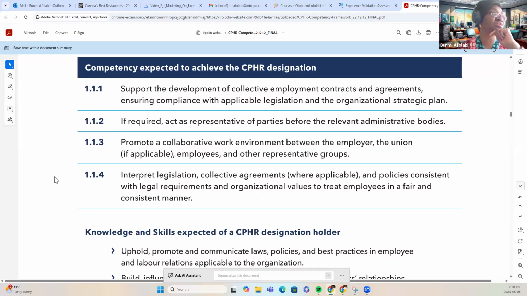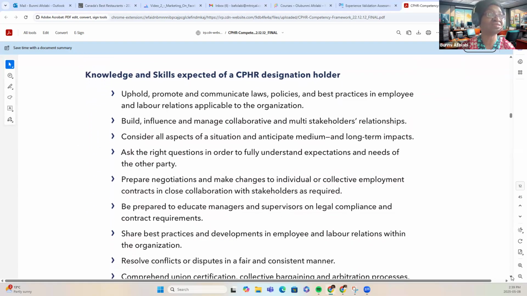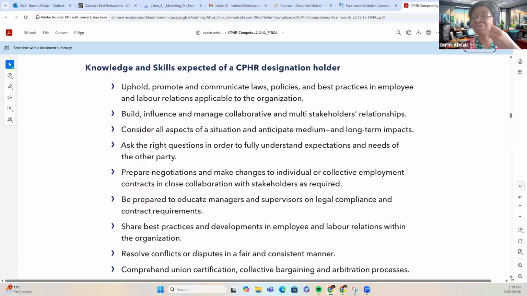So, like I said, you could speak to any of the 4. Perhaps you have an example that shows that you've supported the development of collective agreements or employee contracts that enable compliance with applicable legislation and the organizational plan. So if you have that, you can put together your story and let it speak to that, or any of the other 4 things that are there. Now, further down, it tells you the knowledge and the skills that they expect that scenario that you're going to write about to show, that would tell them that this person is worthy of the CPHR designation.